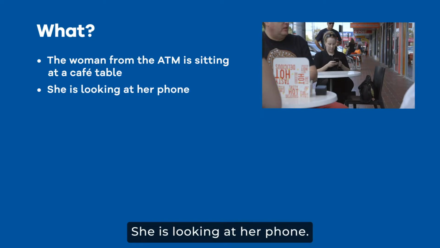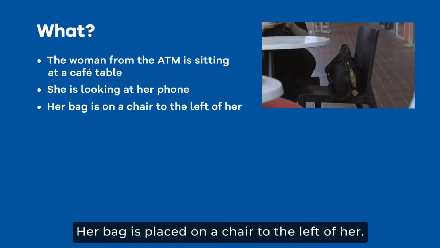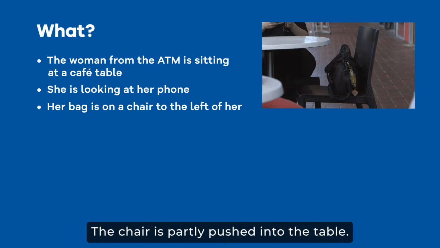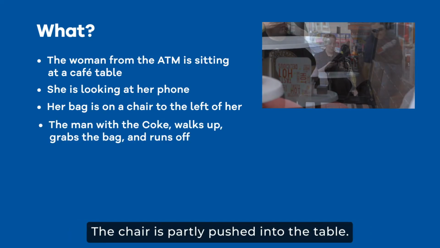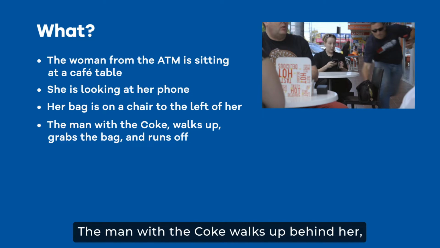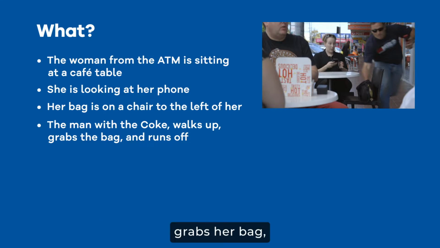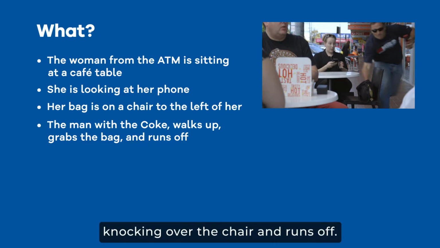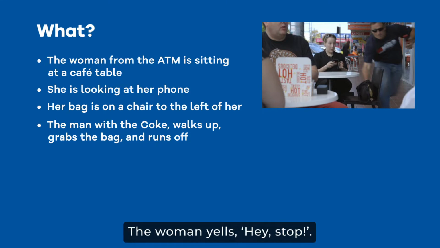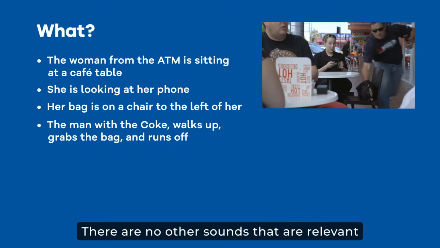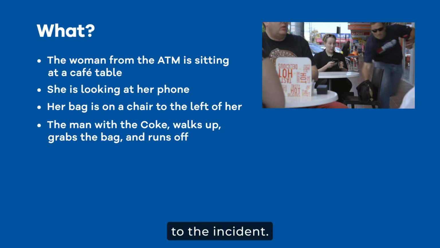She is looking at her phone. Her bag is placed on a chair to the left of her. The chair is partly pushed into the table. The man with the Coke walks up behind her, hesitates, looks around, and then runs up, grabs her bag, knocking over the chair and runs off. The woman yells, "Hey, stop!" There are no other sounds that are relevant to the incident.